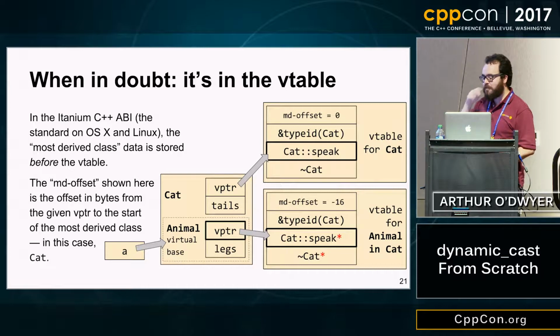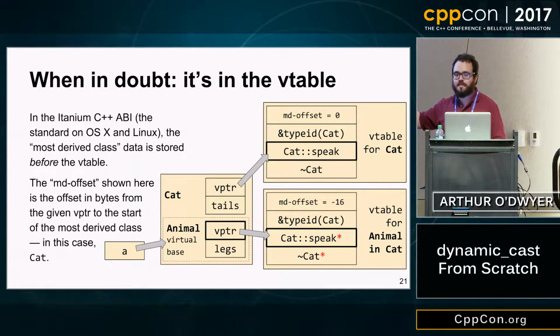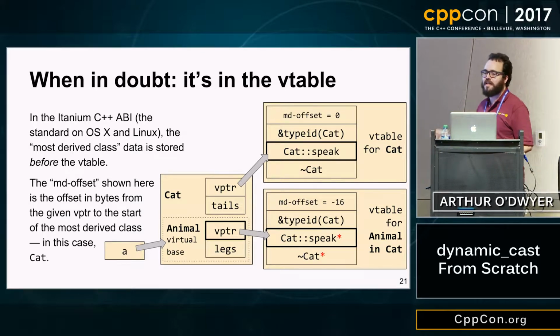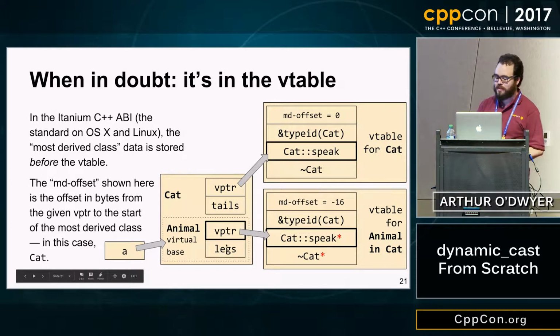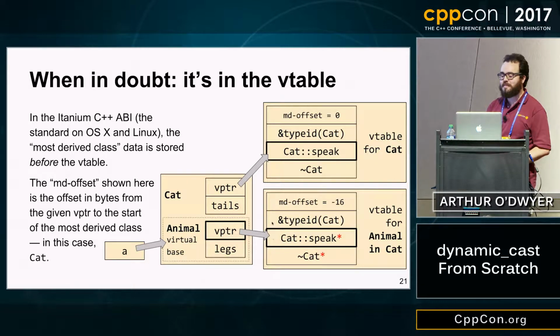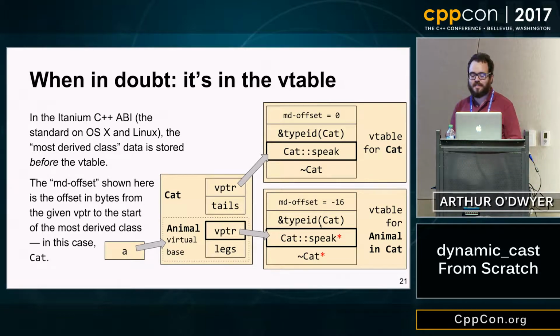So now, even when I've got a, which is a pointer to an animal, if I want to know its type ID, so typeid of star a, what do I do? I follow the v-pointer, and I follow that, and I subtract 8 from it, and I dereference it, and now I have typeid of cat. So typeid of star a is typeid of cat, which is true. It is, in fact, a cat.